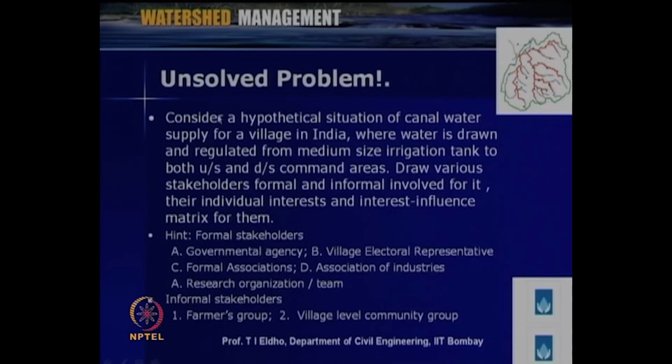Finally, one unsolved problem is also put. The question is, consider a hypothetical situation of canal water supply for a village in India where water is drawn and regulated from a medium sized irrigation tank to both upstream and downstream command areas. Draw the various stakeholders, formal and informal, involved, their individual interests and influence matrices for them. So, you can do a complete stakeholder analysis and their importance. Formal stakeholders like government agencies and various associations, and informal stakeholders can be farmers, community groups, etc.